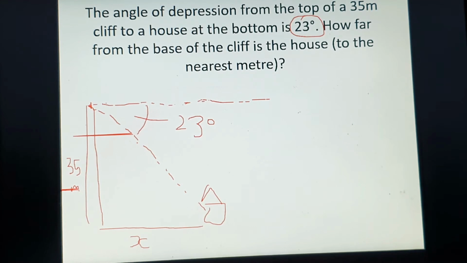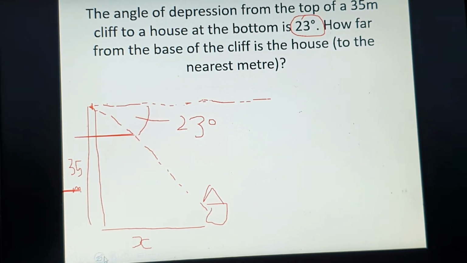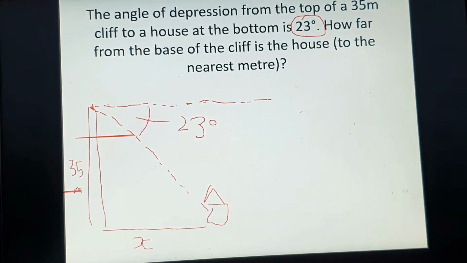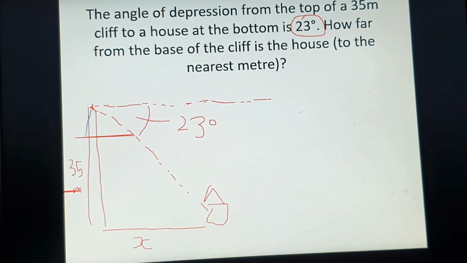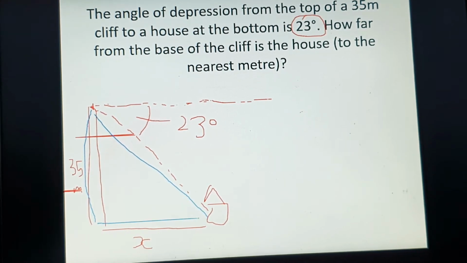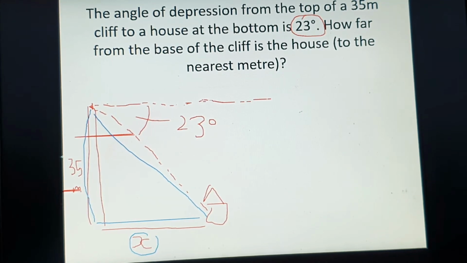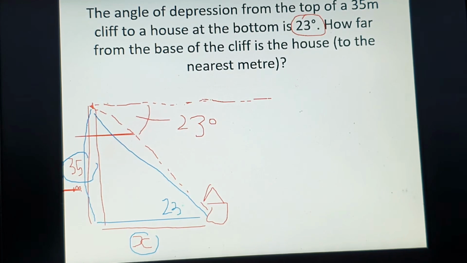Now, we can simply use trig ratios to determine what this is. And what I'm going to do now, using a different color, is highlight the triangle that I'm going to use to solve the problem. So I'm going to use this triangle here. It's not very nice, but this is the triangle that I'm after. I'm looking for X. I know that this is 35. And another thing that I also know, because of the alternate angle rule, the Z shape, is that this down here has to also be 23 degrees.